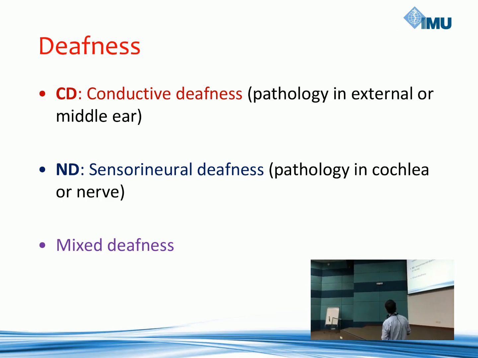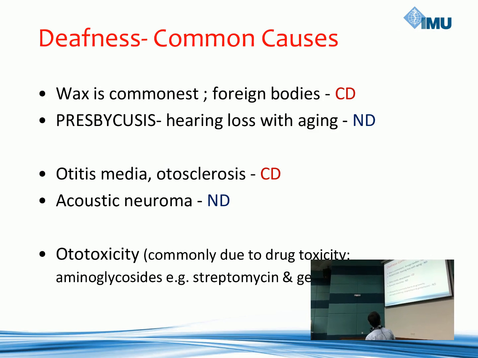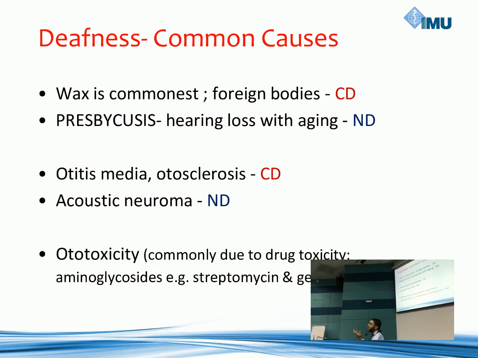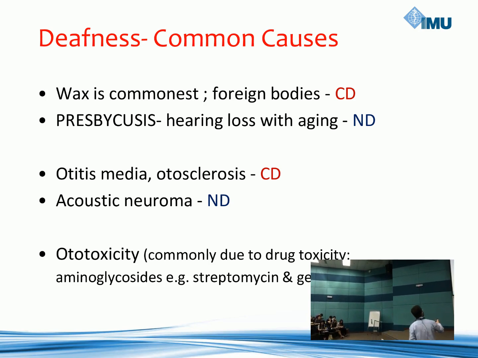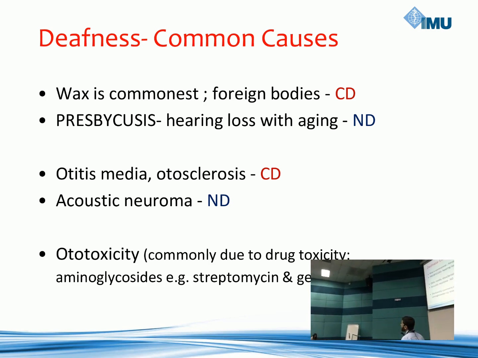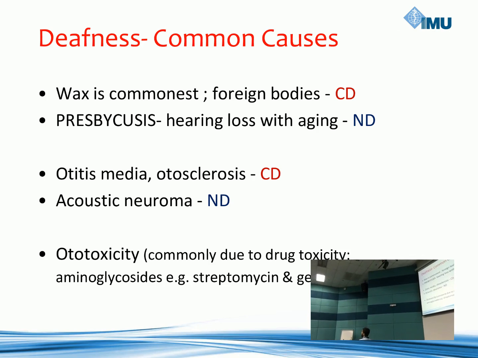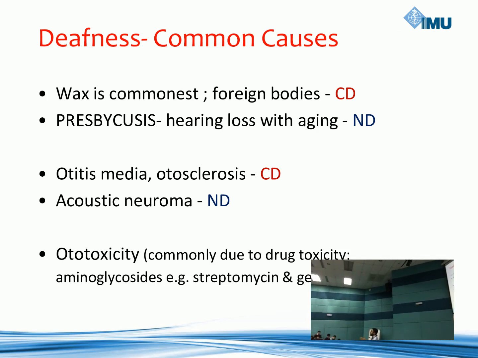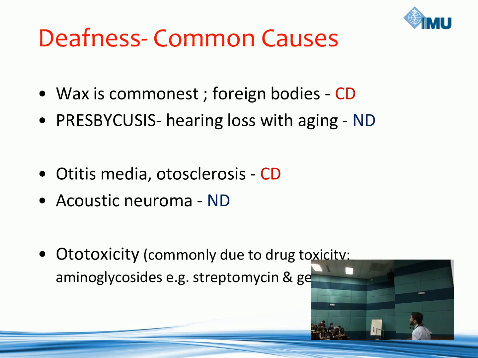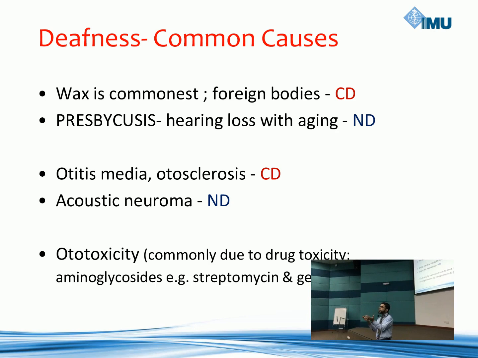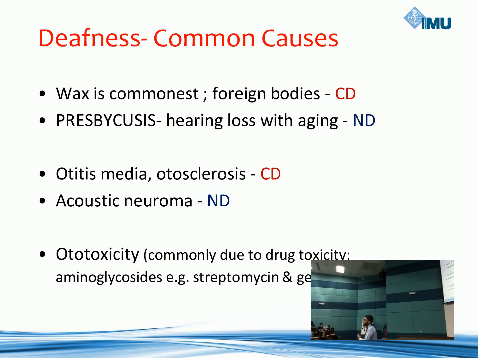Now let's look at some of the common causes for these types of deafness. For conductive deafness, wax in the outer ear is the commonest cause. Foreign body, especially in children, could be a cause. Okay? Presbycusis is hearing loss that occurs with normal aging. This is because of loss of certain neurons in the auditory nerve. So this is a neural type of deafness. Okay? Another example is otitis media. If there is infection in the middle ear, accumulation of fluid, it will not allow the ossicles to move freely. Again, a type of conductive deafness.